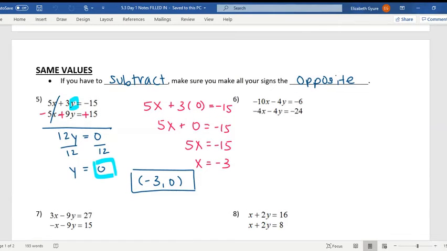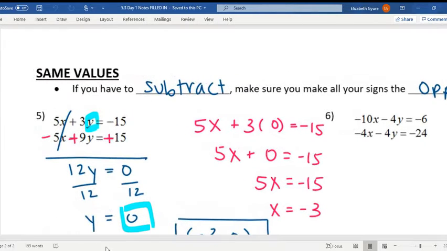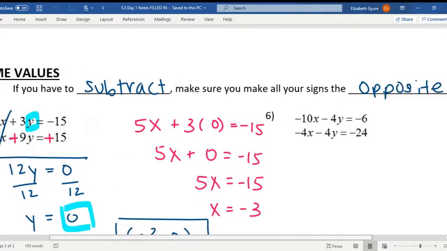Something you need to remember when we do elimination is that you are looking for something that will cancel out, right? Like remember, a -5 will cancel with a +5. A +3 will cancel with a -3, things like that. So if you take a look at number 6, that's where we left off.